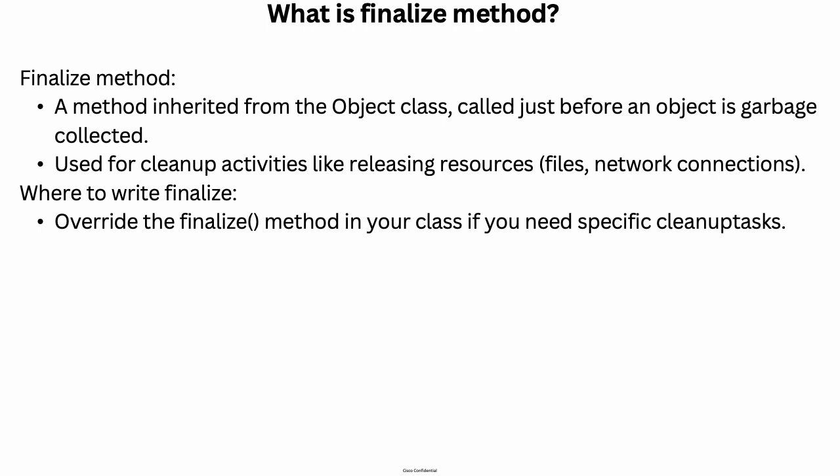What is the finalize method? The finalize method is used to clean up the object, and the garbage collector has the responsibility to clean up. Whenever we call the finalize method, it requests the garbage collector to clean up the object, but it is based on the garbage collector's availability and its own way of working.